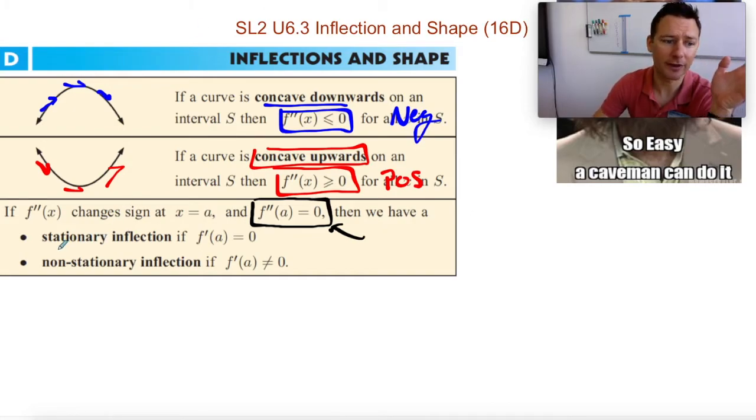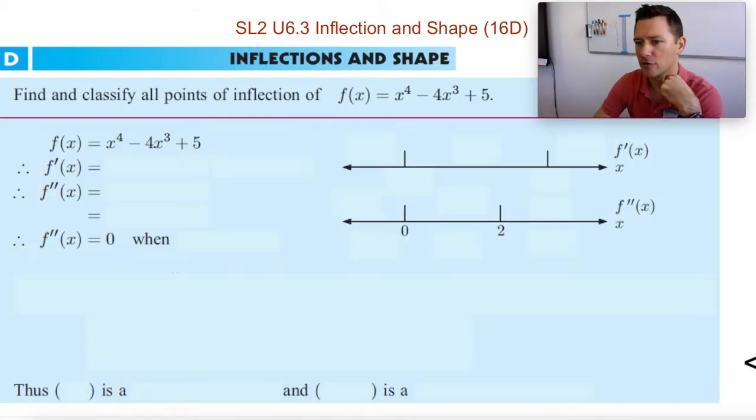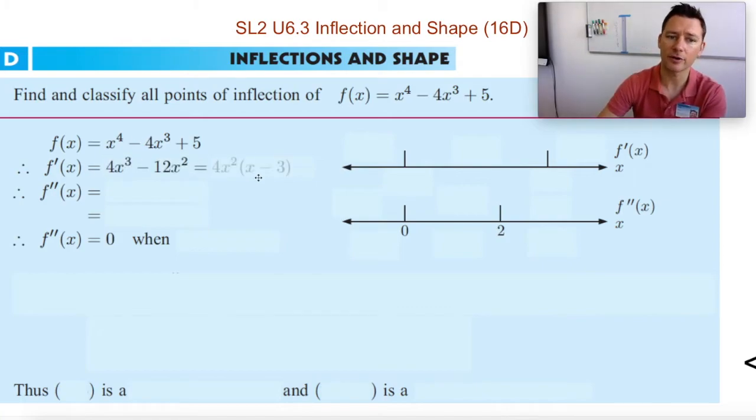They talk about stationary inflection points versus non-stationary inflection points. Stationary just means that it's not moving, so its first derivative is 0. If it's non-stationary, its first derivative is not 0, meaning it's moving, right? So let's try that out. They say, find and classify all the points on this. Okay, fine. Here's the function. Let's find the derivative. If you factor it, you get that. From that, we can say that its derivative is 0 at 0 and also at 3. So that's where these come from.